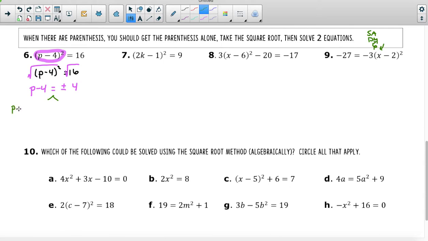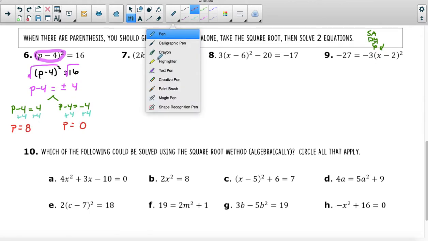We have that p minus 4 on the left is equal to a positive 4, and we also have that p minus 4 on the left equal to a negative 4. So we have two equations, and this is how we get our two answers. If we continue solving for p here, we're going to add 4 to both sides, and we'll have p is equal to 4 plus 4 is 8. On the other one, we're going to add 4 to both sides, and we'll have p is equal to negative 4 plus 4 is 0. So our two solutions are p equals 8 and p equals 0.